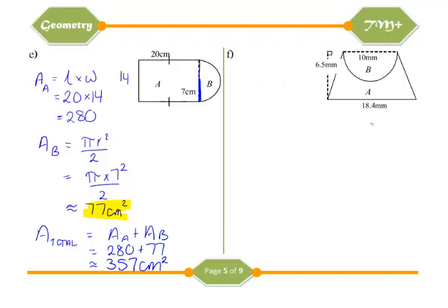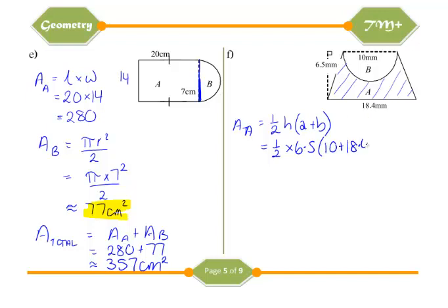Part F. Okay, this is your area here, and you can see that a semicircle has been cut out of it. I've already labelled A and B. So area A is a trapezium. So area of A, and a trapezium is half h times a plus b. So a half times the height, which is 6.5, and a plus b is 10 plus 18.4. And that gives me 92.3 there.